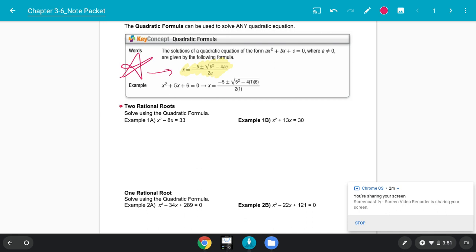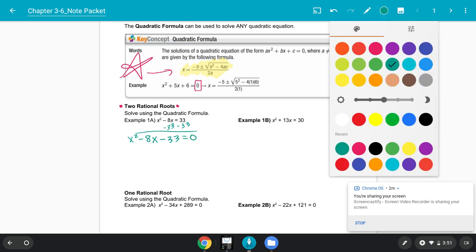Okay, so here's how we do this. These first two examples are going to be examples where there's two rational roots. So what that means is there's two normal answers. The first thing we have to do is make sure that this side equals 0. In this first example, unfortunately, it equals 33. So we just need to subtract 33 on both sides, and we're going to end up with x squared minus 8x minus 33 equals 0. So that's what we're going to look at now.